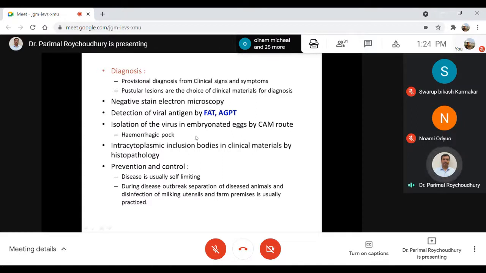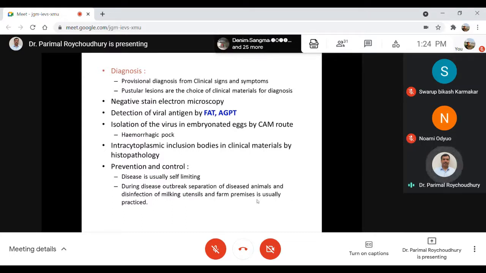So for isolation, as I said, the hemorrhagic pock can be demonstrated in the chorioallantoic membrane. As well as in cell culture, any variety of cell cultures like Vero cells, bovine kidney cells, and baby hamster kidney cells, we can grow the virus and it can be detected.